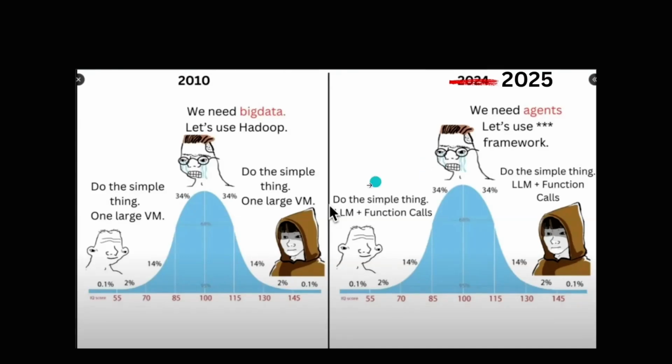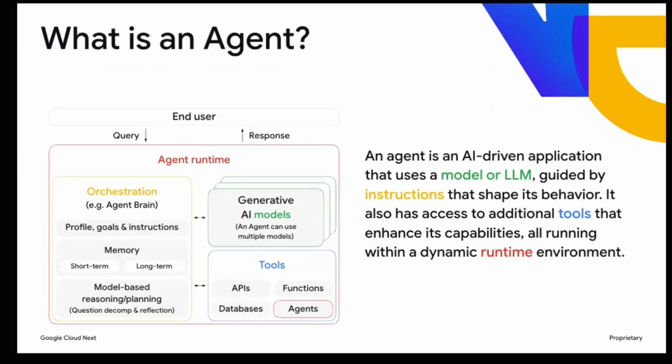And I think this meme really captures the whole essence of this AI landscape right now. Personally, I really like this definition of an agent. You have a model or LLM at its core that has access to tools, and there is an orchestration layer. So an agent is an AI-driven application that uses an LLM guided by a set of instructions that shapes its behavior. It also has access to tools that basically enhance its capabilities, and all of this is running inside a dynamic runtime environment that the agent controls.